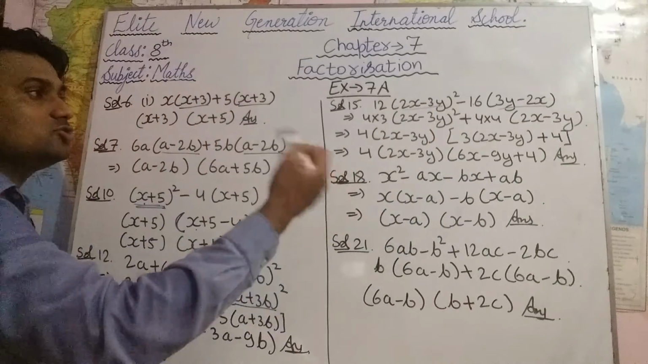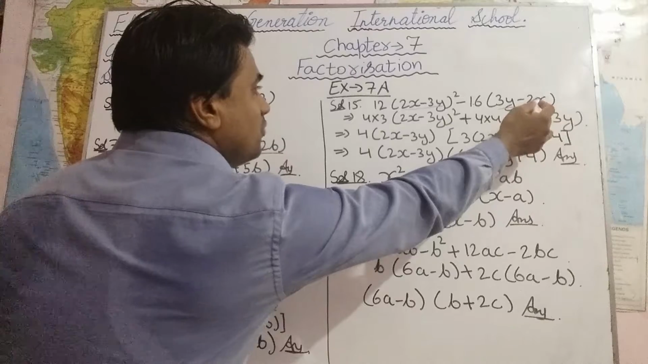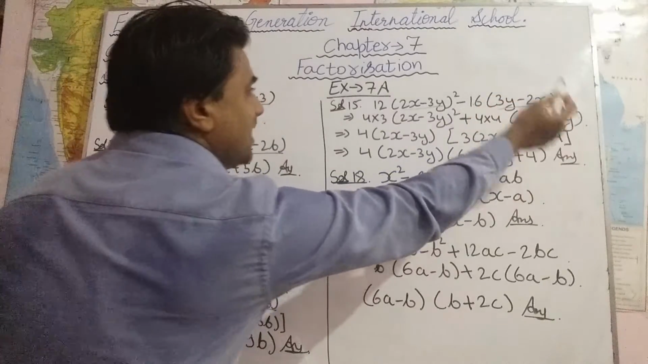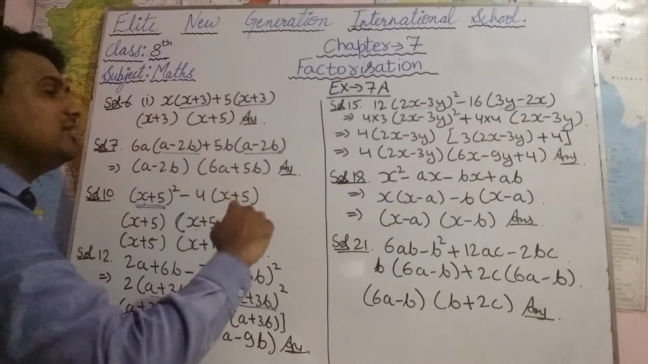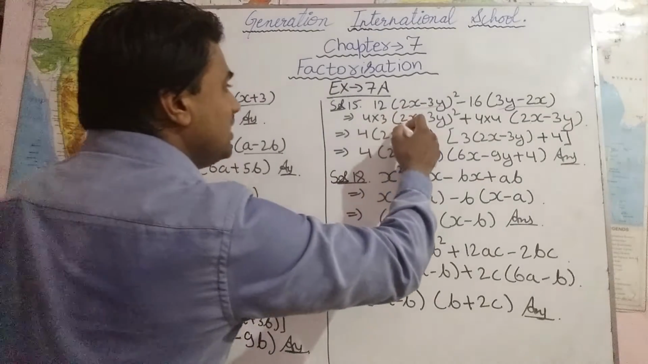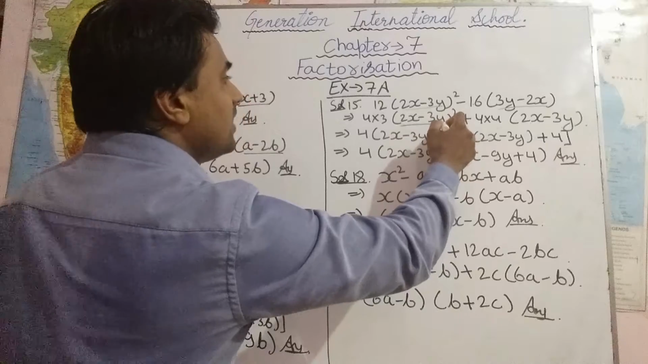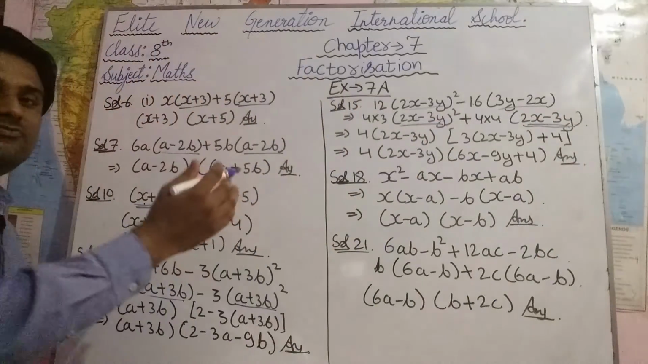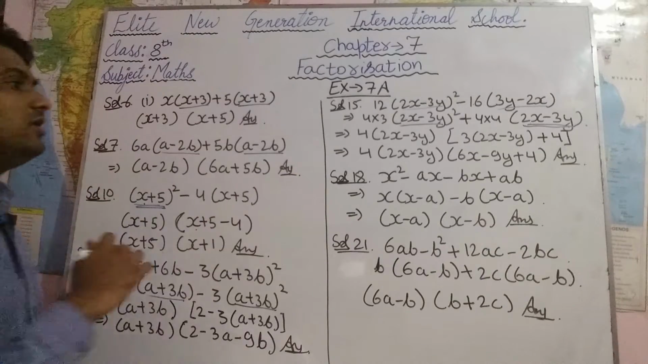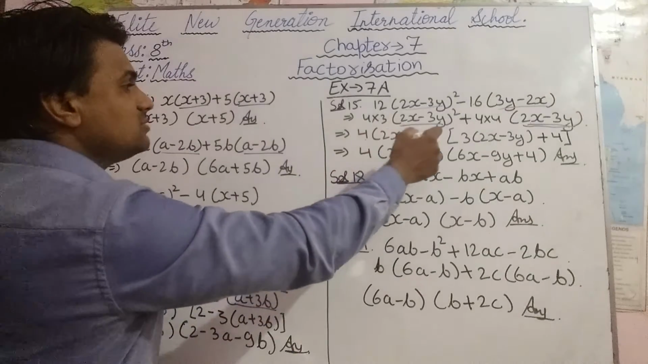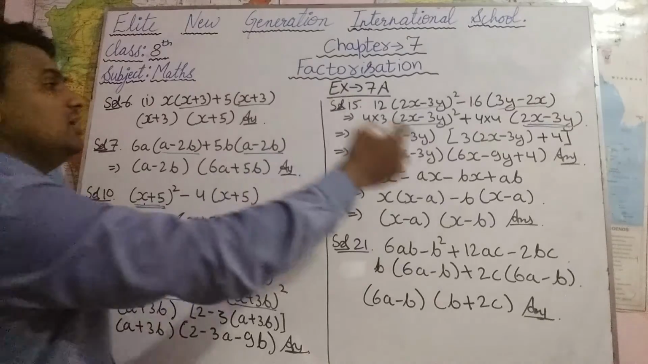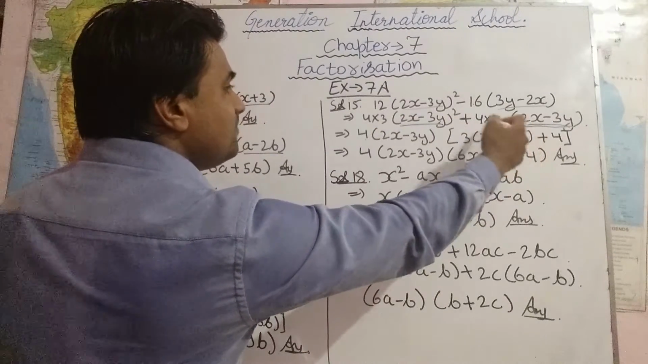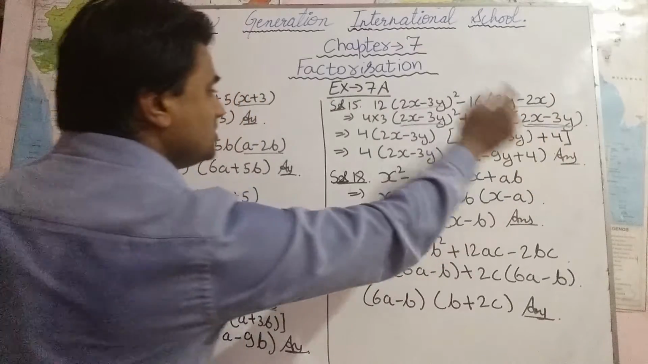When we take minus common, this minus 2x will become plus 2x, and this plus 3y will become minus 3y. We are doing this because we have to make them equal, that is 2x minus 3y, and now it is also 2x minus 3y, so that we can take it common. So now here we can take 4 and 2x minus 3y as common, so here 3 will be left in bracket 2x minus 3y, and here 4 will be left, so plus 4.